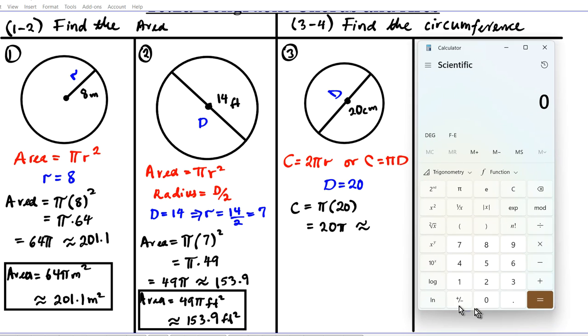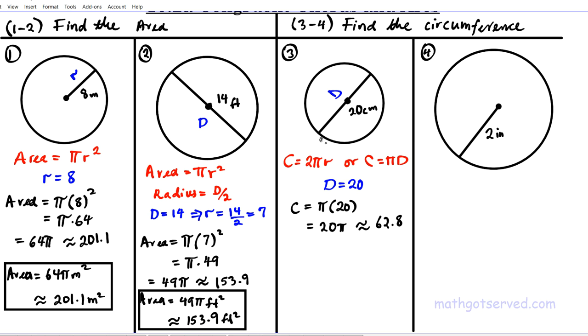Our calculator is giving us a very accurate answer. Your teacher might have you use 3.14 or 22 over 7. Whatever your teacher specifies, that's what you're going to use to calculate the approximate value of pi. We're going to use the calculator value of pi right here. Bam, it's 3.14 with a lot of decimal places. Enter. So we have 62.8 to one decimal place. All right, 62.8.